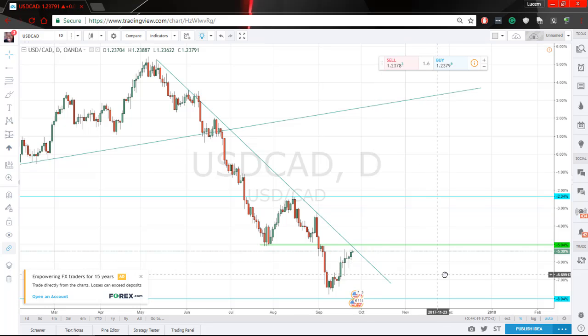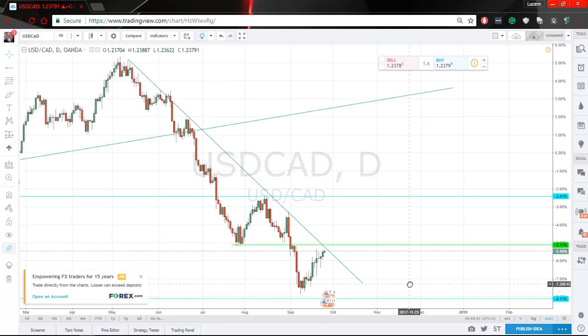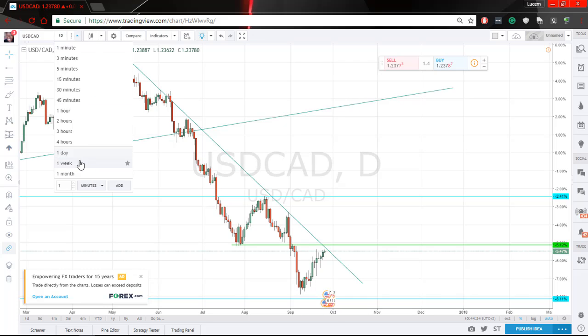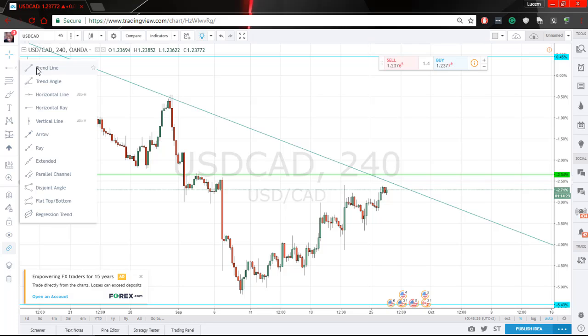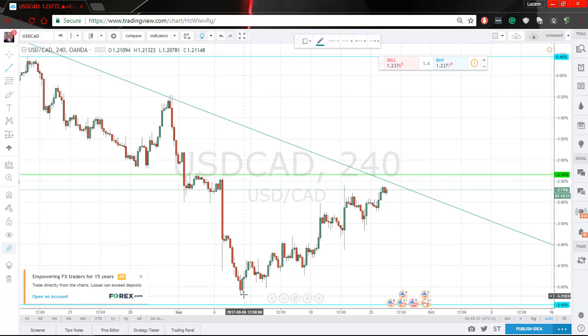Okay, so at this point we have the bias that the market might be trending downwards. After touching the zone, we just have a bias, we need to confirm it more. So let's go over to the 4-hour chart and see how we're going. So on the 4-hour we are trending upwards, so you can see from here.